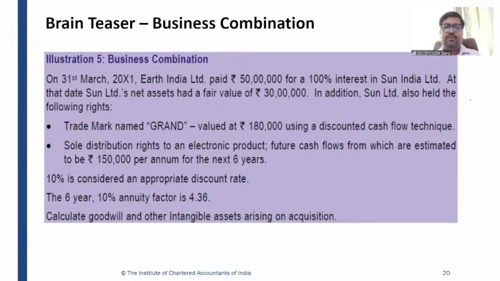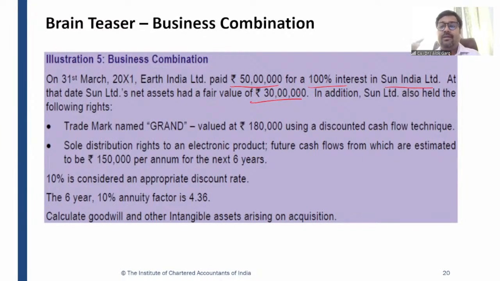On 31st March 2001, Earth India Limited paid rupees 50 lakh for 100% interest in Sun India Limited, right? At that date, Sun Limited's net assets had a fair value of rupees 30 lakh. So they are acquiring this subsidiary. They are paying 50 lakh rupees, and at that date the net assets value is only 30 lakh rupees. It means they are paying 20 lakh rupees extra.